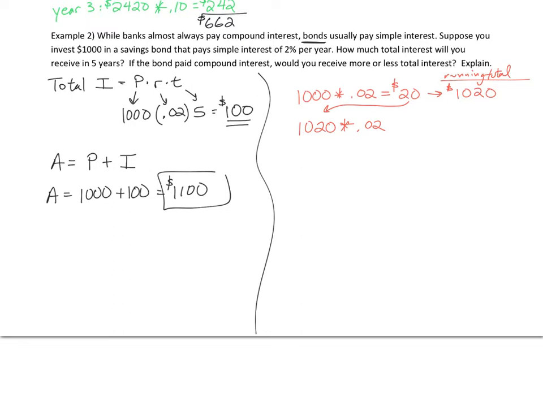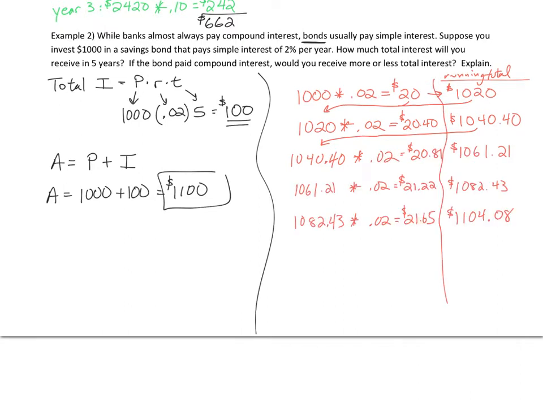So you would have $1,020 times 0.02. That would give you $20.40. So if you add that to the $1,020 you already have, that would be $1,040.40. So then you take this new amount, 1040.40, you would multiply by 0.02, and you would do this until you hit 5 years.